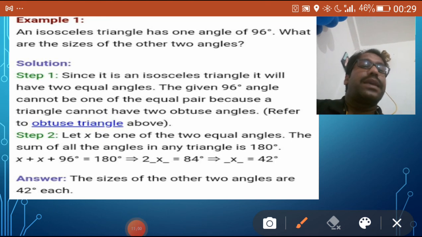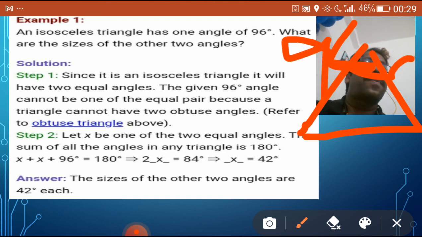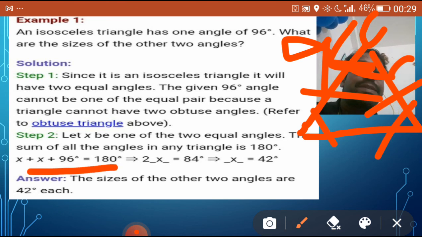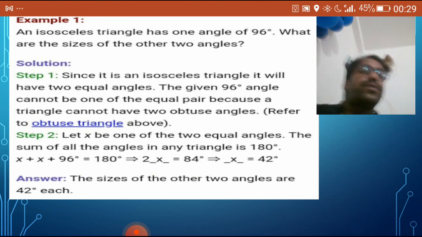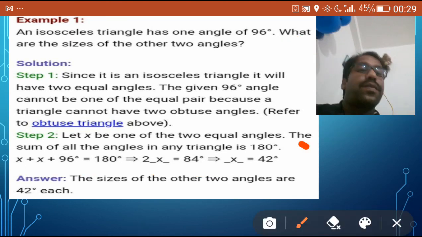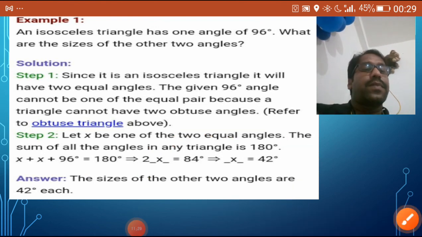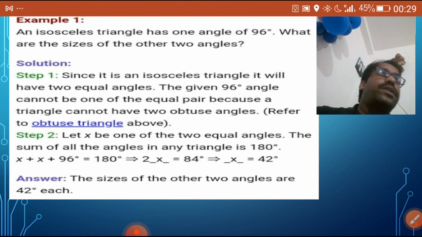In this type of question, this angle will be 96 degrees, and these two sides will be equal. So we take these two angles as x and x. So x plus x plus 96 is equal to 180 degrees. So 2x is equal to 84 degrees. So x is equal to 42 degrees. So the angles are 42 degrees each. This is how we find the measurement of angles of a triangle.